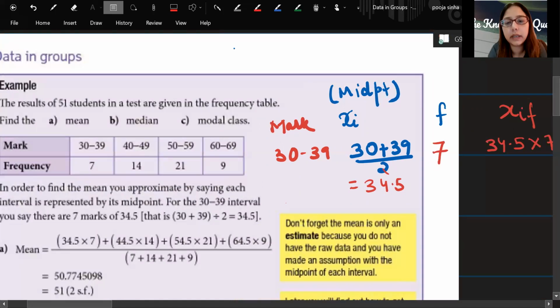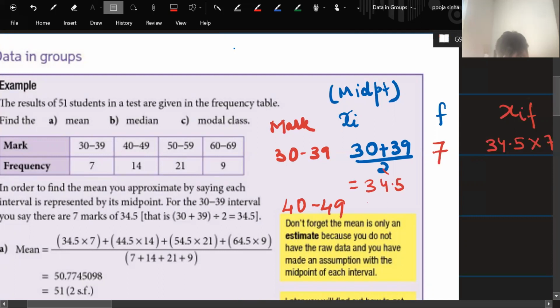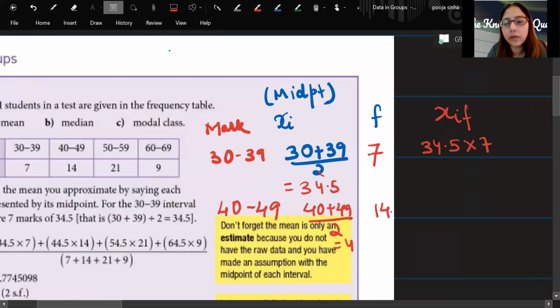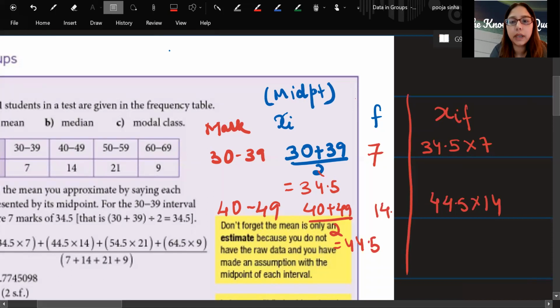So what's the next one? The next one says 40 to 49. So this one becomes, you have to find the Xi. How much is the Xi? You will add up 40 plus 49 upon 2. Frequency for this one is given as 14. So you do 40 plus 49 by 2, this gets 44.5. So you do 44.5 multiplied by 14. So this is the table that we are going to make, otherwise the method remains the same.